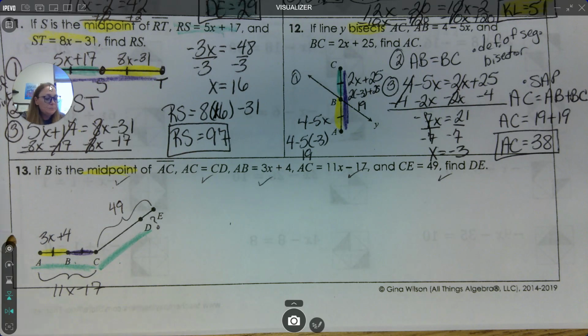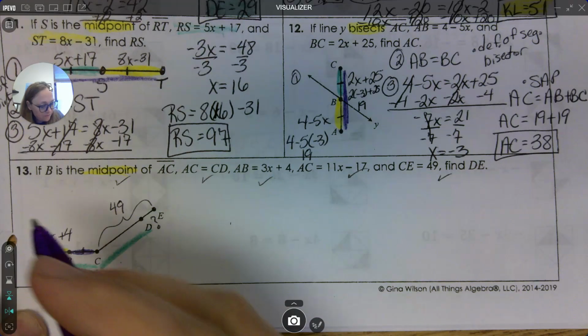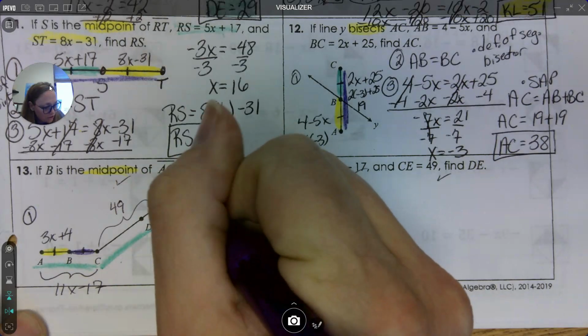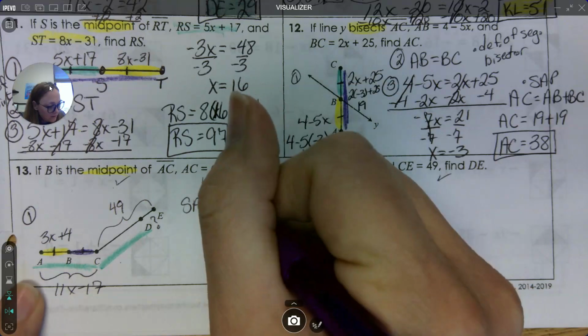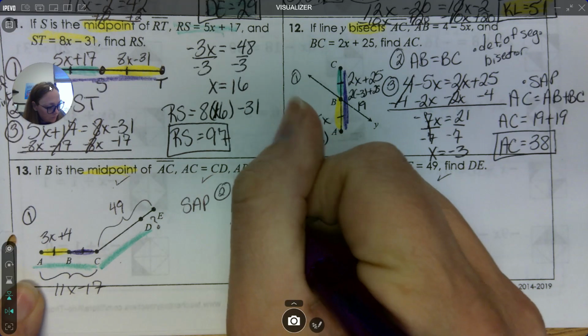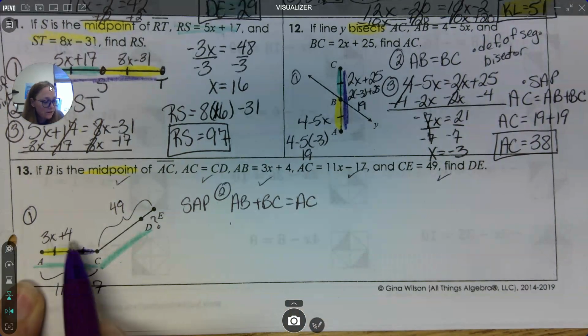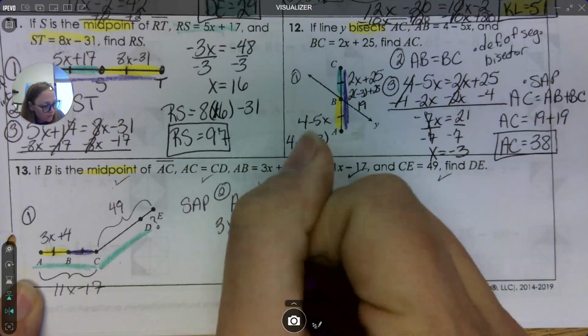Okay, so I know I got to get rid of x, right? We know that doesn't make sense when we're talking about measures. So let me go ahead and use this, my first one, it's all set up. I'm going to use my segment addition postulate. That's going to allow me to say that AB plus BC equals AC. So I need to get rid of that. So AB is 3x plus 4.